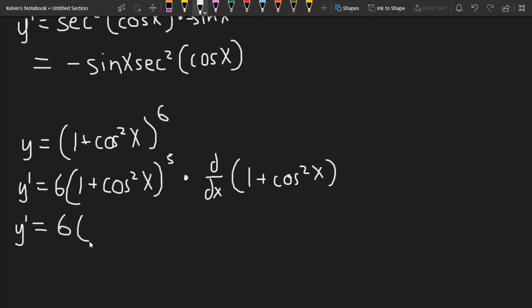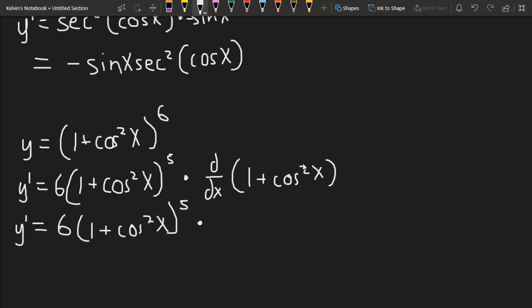So let's write it out. 1 plus cosine squared of x to the 5th, like so. And then let's find the derivative of this. So the derivative of 1 is just 0. But then the challenging part here is finding the derivative of cosine squared of x.